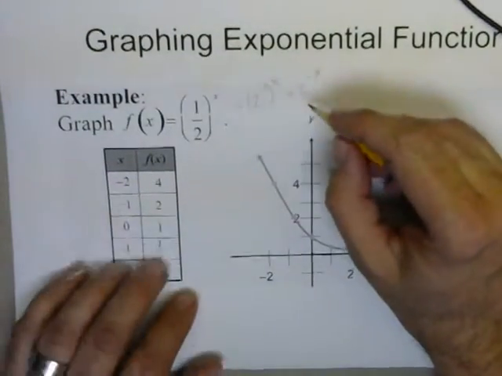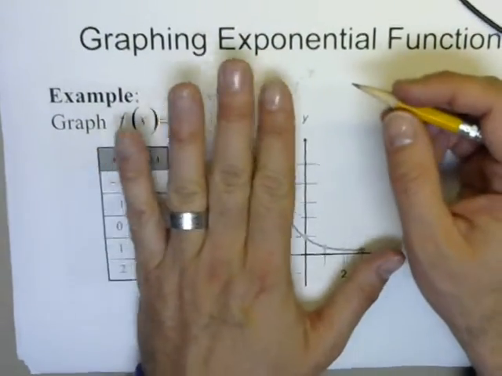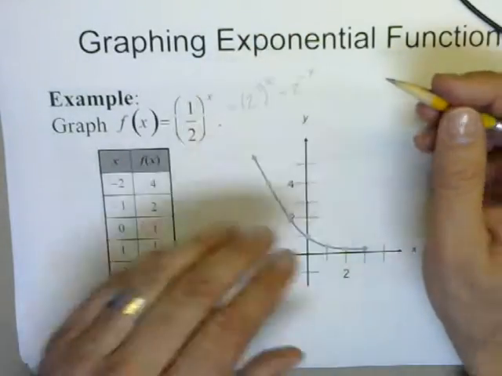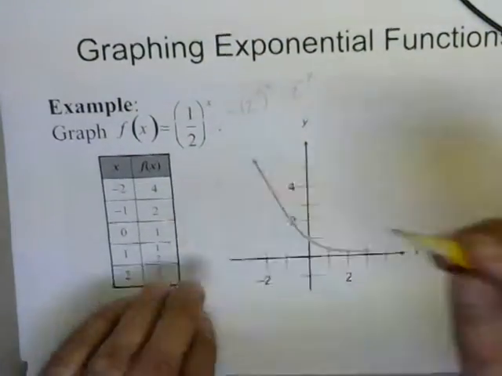Because if you replace x with -x, I know we haven't really talked about that yet, but if you replace x with -x, that has the effect of flipping the graph that way. Or you can just plot points.